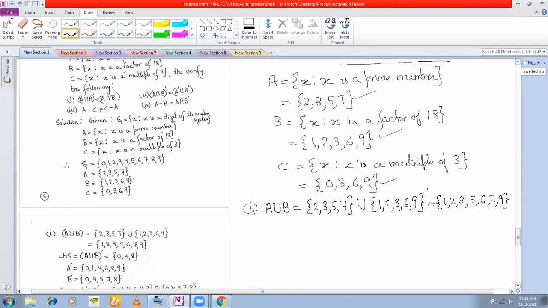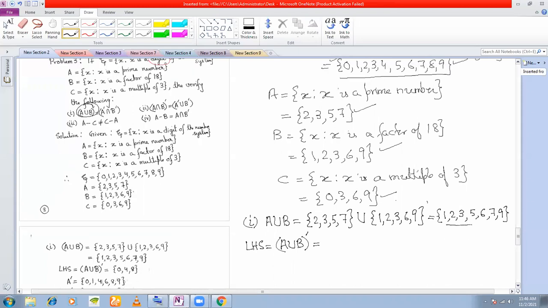Therefore, in the left hand side, what do you have? The left hand side is equal to (A union B) complement. Now, what are the elements of (A union B) complement? They are those elements that are not there in A union B. If you see, these elements are there in A union B. And which elements are not there in A union B, but are there in the universal set?